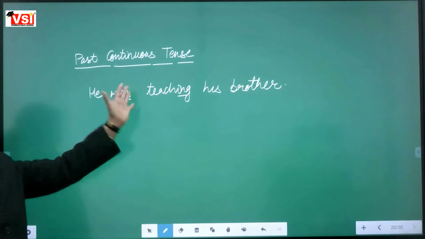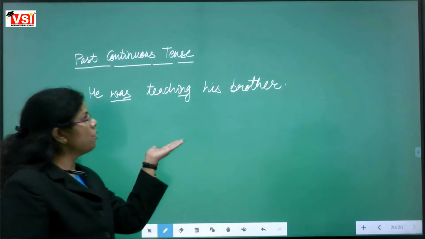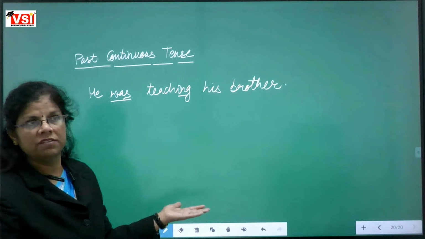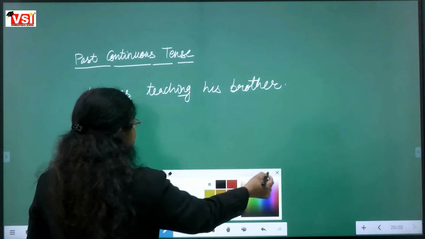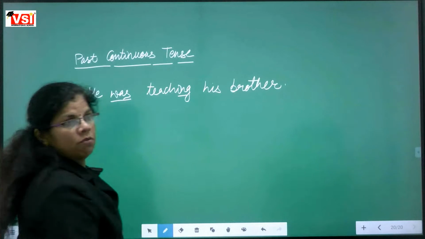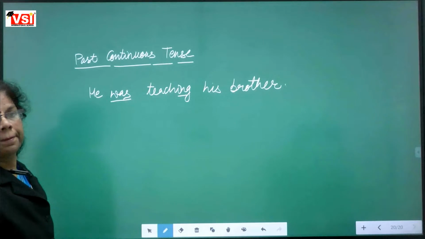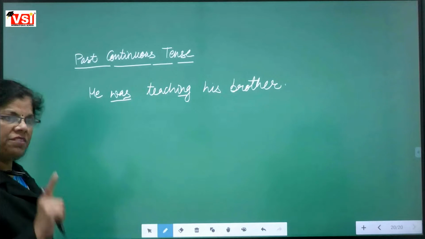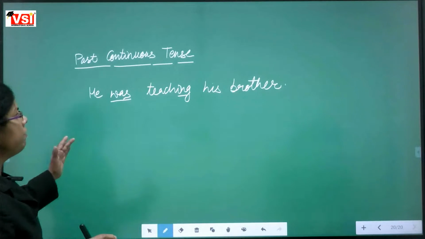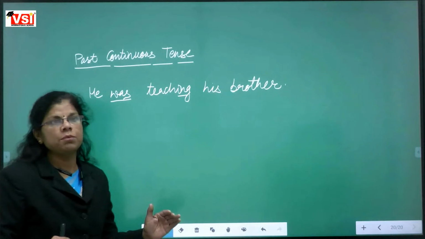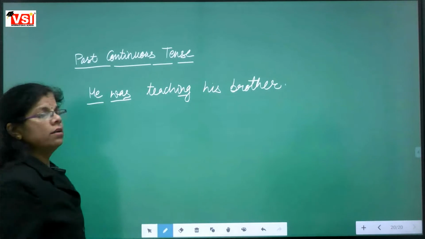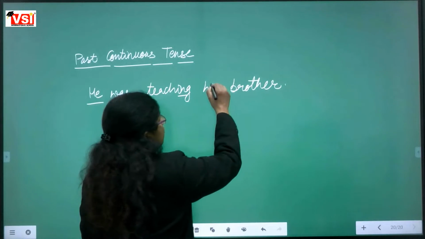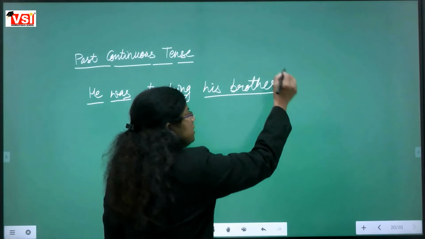Now again, it is an active sentence, so we are transforming it into a passive sentence. And first of all, what do we have to do? First basic rule we have to follow. We have to identify what is the subject and what is the object here. He is the subject. What is the object? His brother is the object.